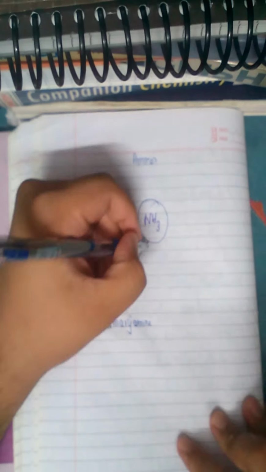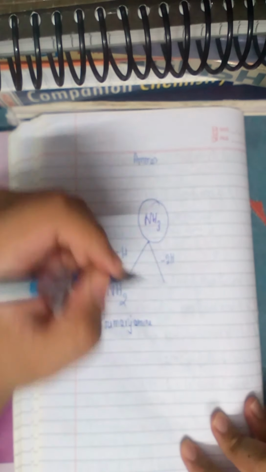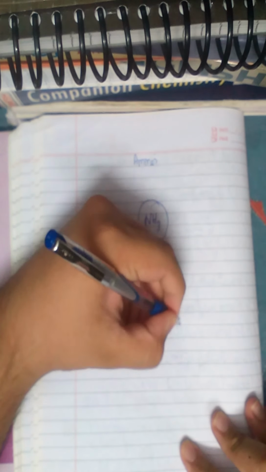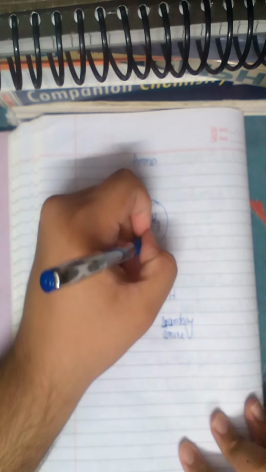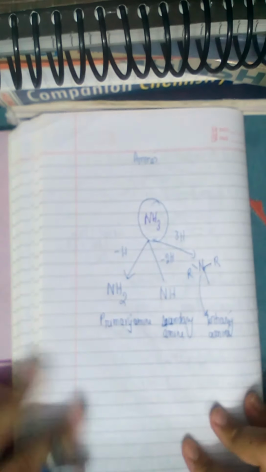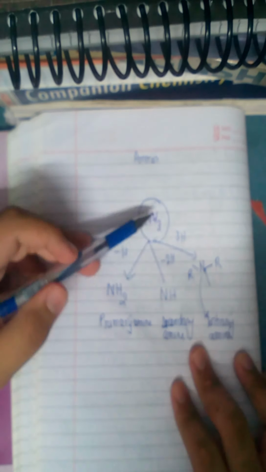The next thing is, if I remove two hydrogens, this becomes NH and this is called a secondary amine. And the third thing is, when I remove three hydrogens from it, it becomes just a nitrogen attached with three R groups and is a tertiary amine. Alright, so this is the molecule of ammonia, NH3, and I remove hydrogen.